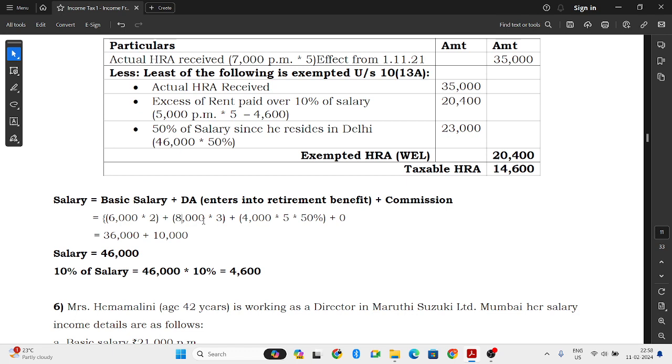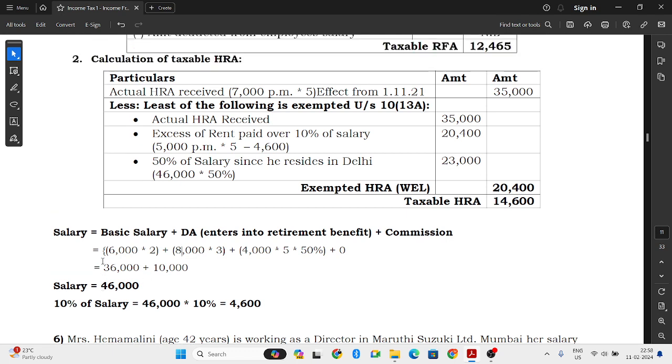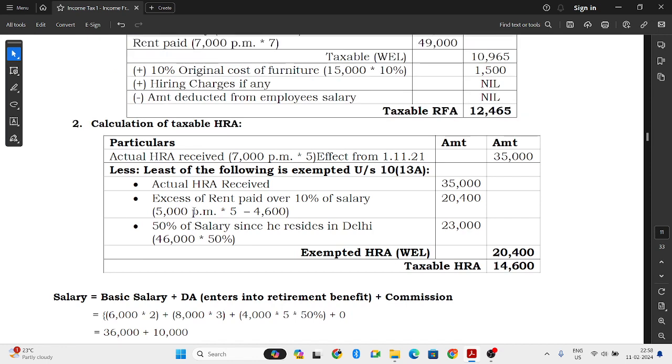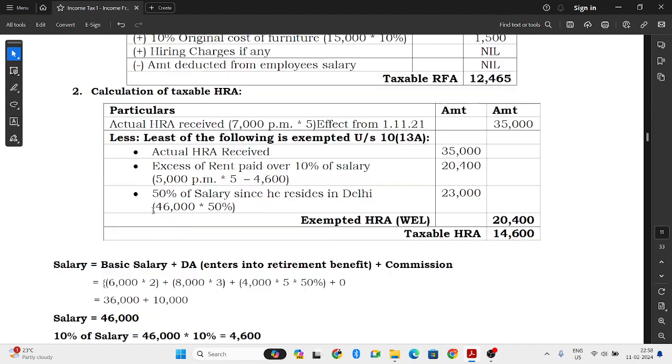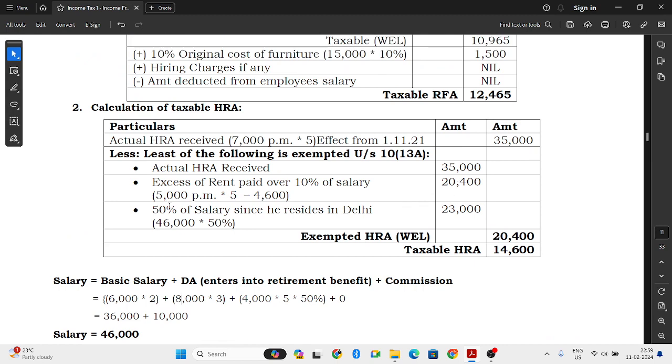So 36,000 plus 10,000 is 46,000. So 46,000 is the salary he has got. We need to find out the 10% of the salary. So 46,000 into 10% is 4,600. So total rent paid by him is 5,000 per month into 5 months, so 25,000 minus 4,600 will be 20,400. Next, since he resides in Delhi, he falls under the 50% bracket. So 46,000 into 50% is 23,000.